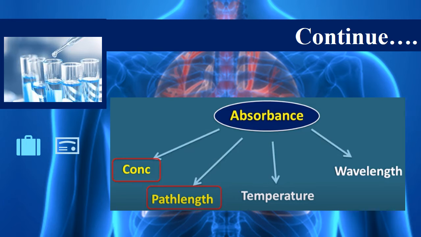There are four factors that are going to affect the absorbance. First one is the concentration of the solution. Second one is the path length, meaning the thickness of the solution. Third one is the temperature, and fourth one is the wavelength. Wavelength and temperature should be fixed, but the main factors are the concentration and the path length.